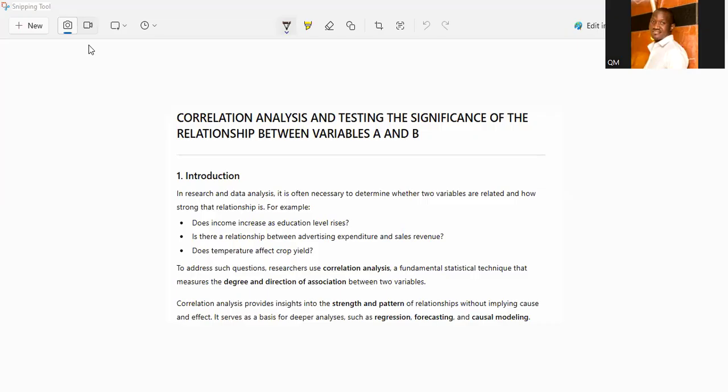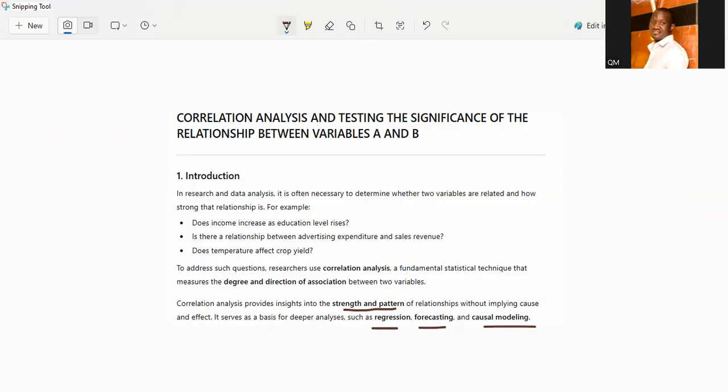Welcome to our topic, which is very significant when it comes to research and data analysis. We want to test the relationship between two variables, X and Y. To address this, we conduct what is called a correlation analysis. Correlation analysis measures the strength and the pattern of relationships between X and Y. So we use linear regression, forecasting, or some causal modeling to ascertain that.